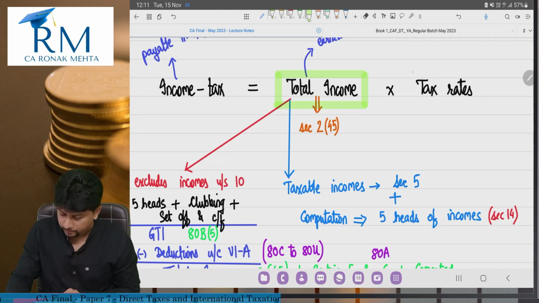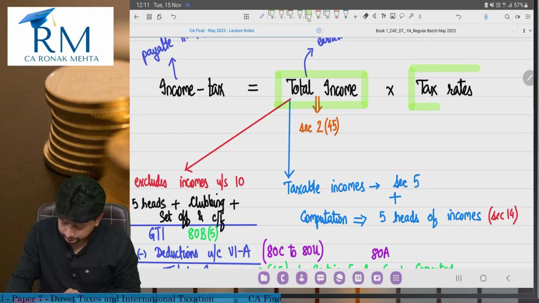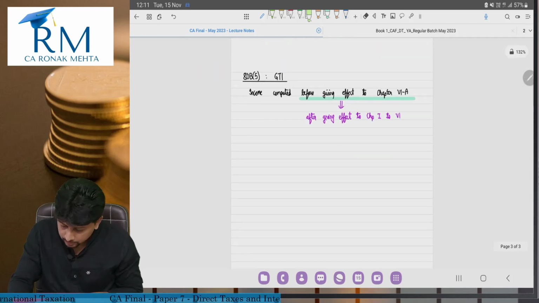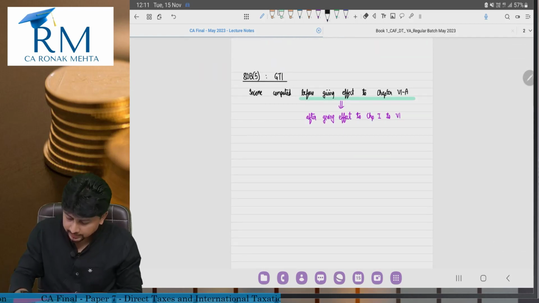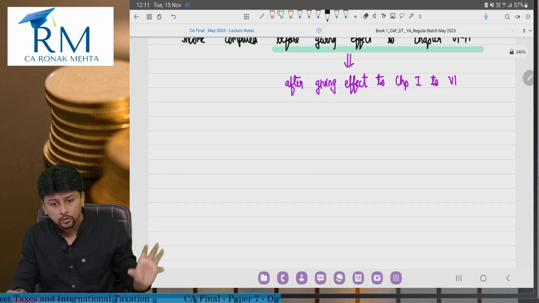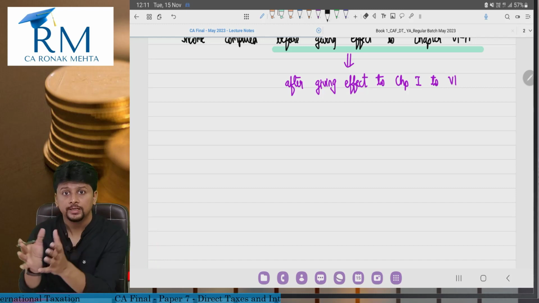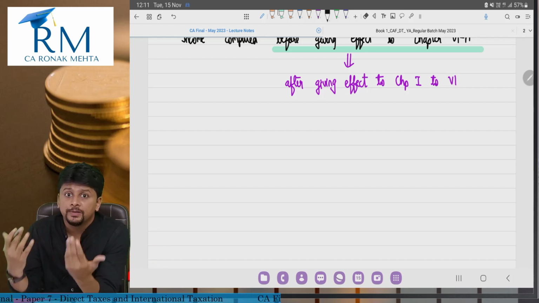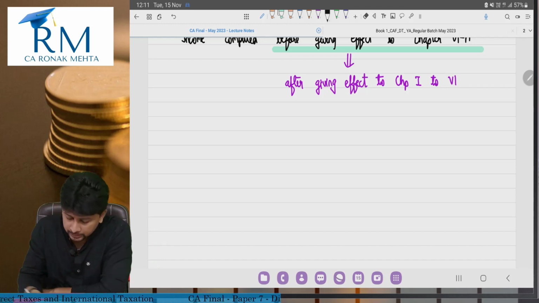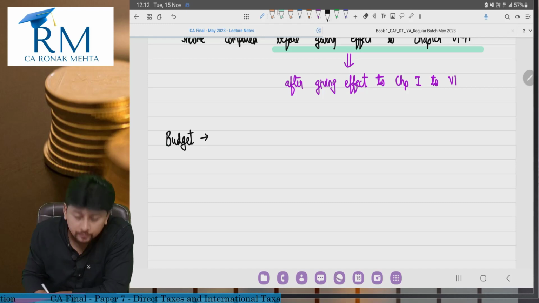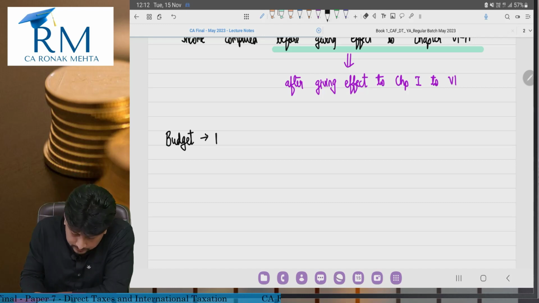Second part, tax rates. Who gives you tax rates? Where do we come to know what are the rates of tax? Every year, February 1st, the whole of India is hooked to the television sets. Everybody wants to know what the finance minister is going to present in their budget. The budget as it is presented in the Lok Sabha, that is called the Finance Bill.